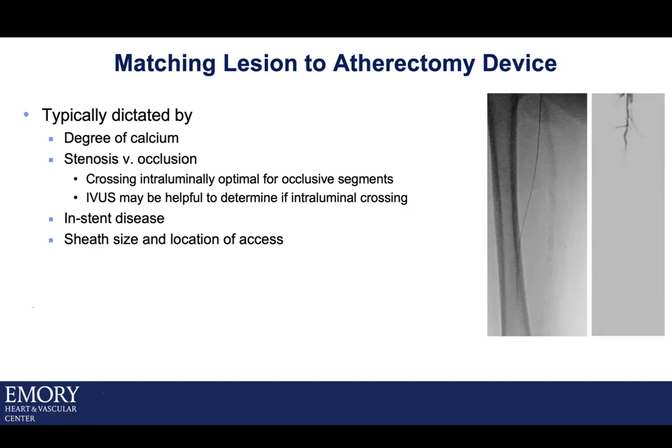And crossing intraluminally in the true lumen is very important if you plan to use an atherectomy device. And you can confirm that with IVUS, or intravascular ultrasound, before you do atherectomy. So what type of atherectomy device to use will depend on how much calcium, and if there's a CTO, and if you are intraluminal.